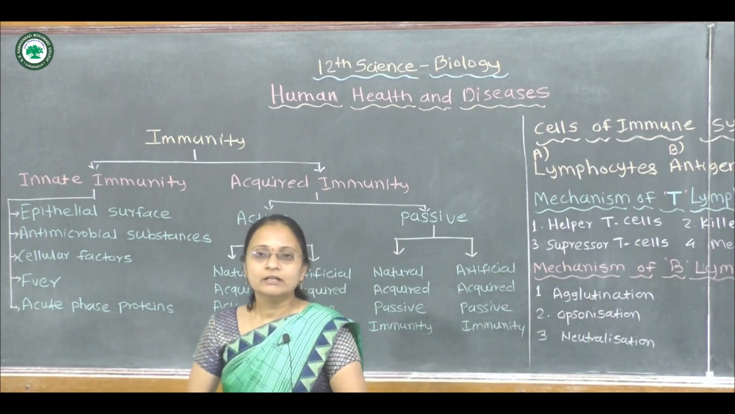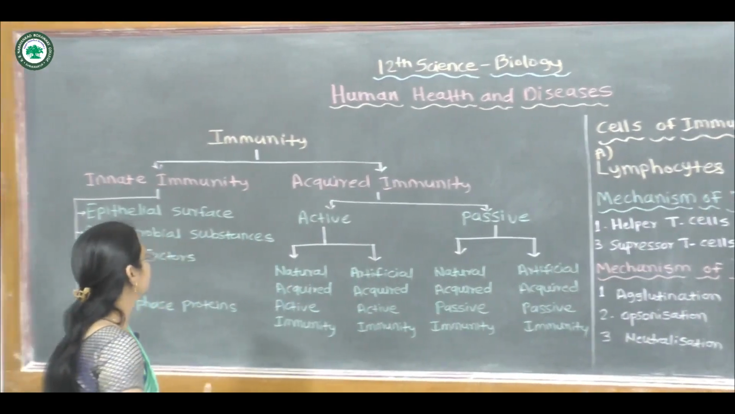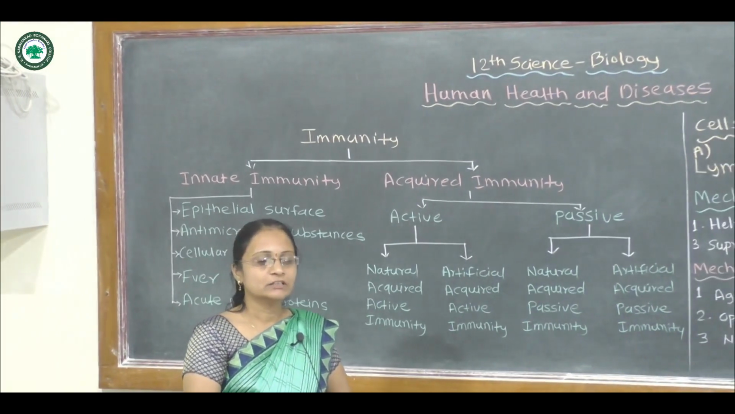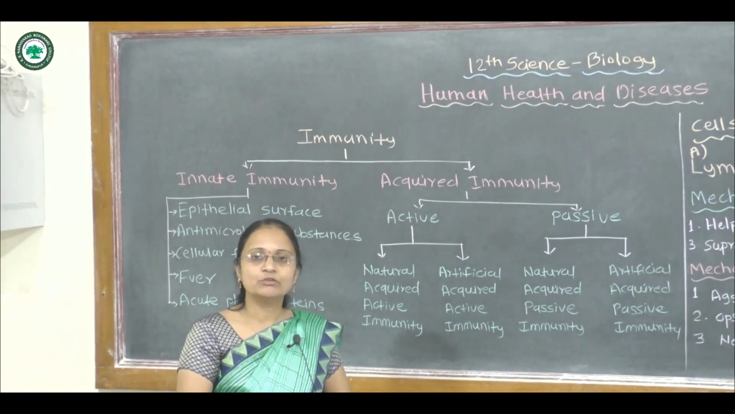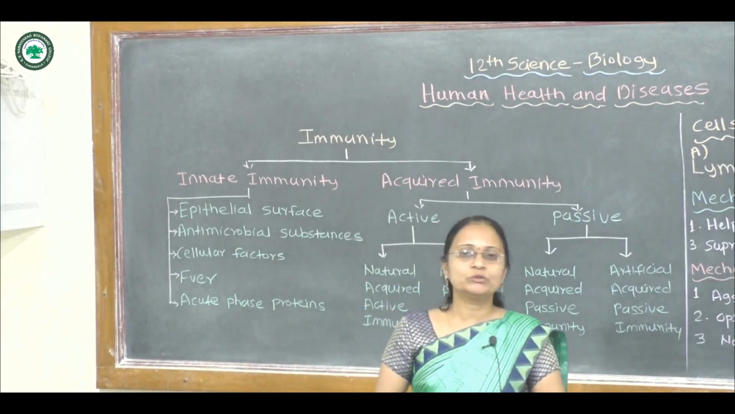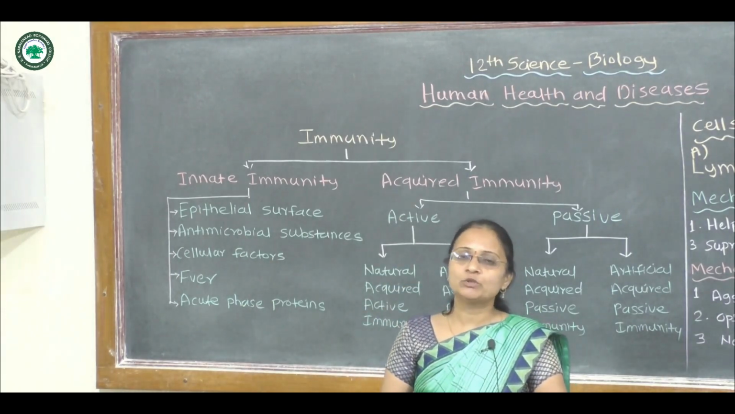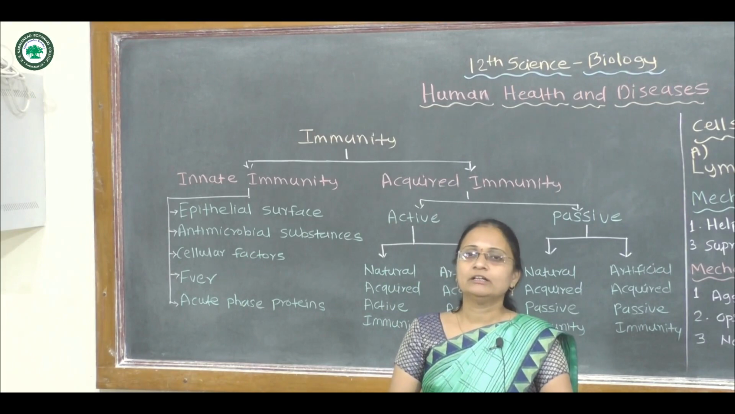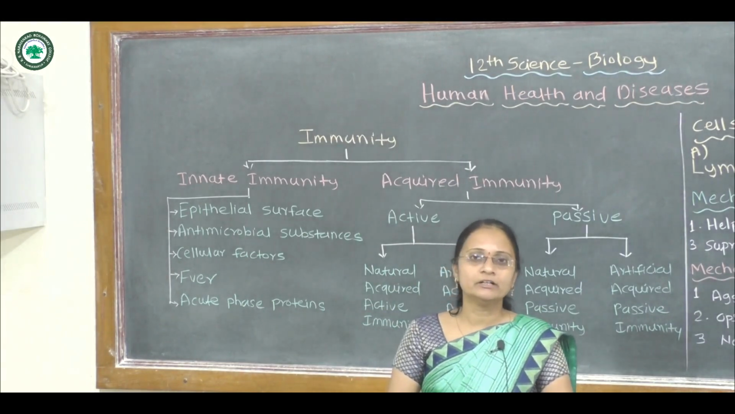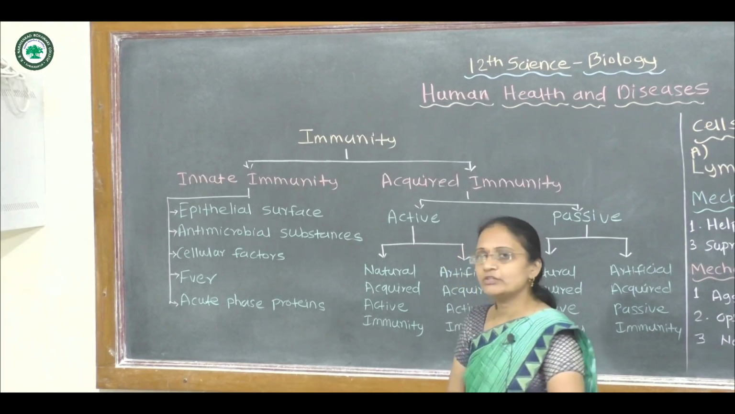That is innate immunity and acquired immunity. Innate immunity means the immunity which is present from birth. From birth up to death, these different types of immune systems work against different types of pathogens. That comes under the heading of innate immunity.